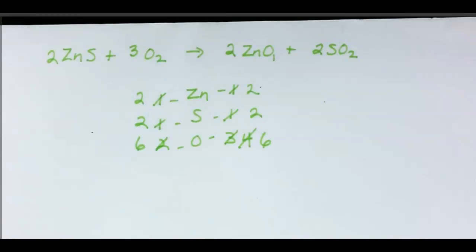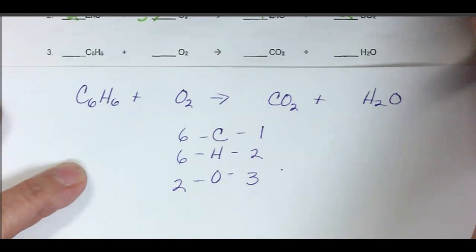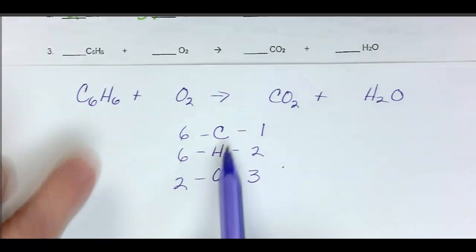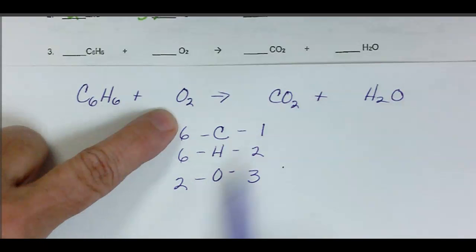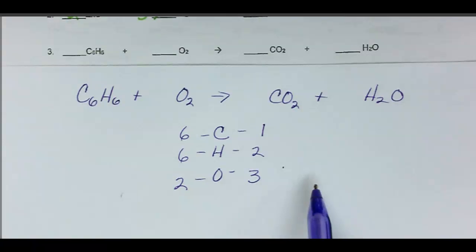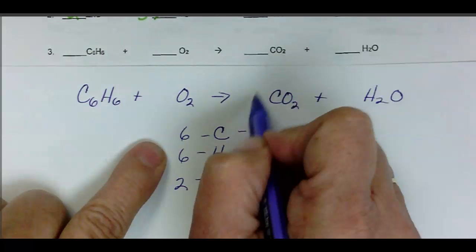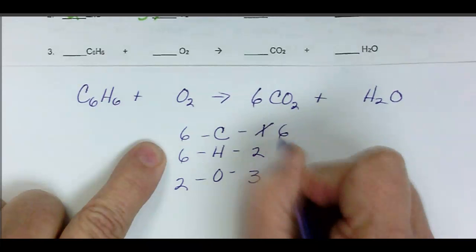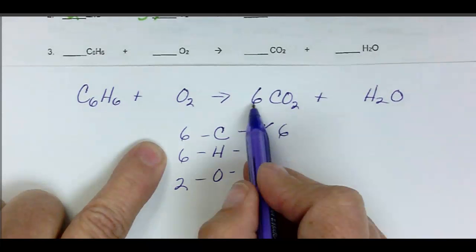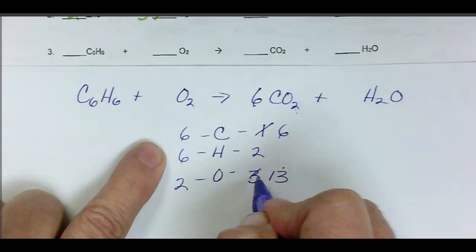Okay, let's try one more. So go ahead and go to number 3. Let's see if you agree with my count. I have 6, 6, and 2. And then on this side, 1, 2, and then 3. Okay, so again, I'm going to begin with my carbons. I'm going to get a 6. Now that changes my oxygens. 6 times 2 is 12, and another one makes 13 on this side.